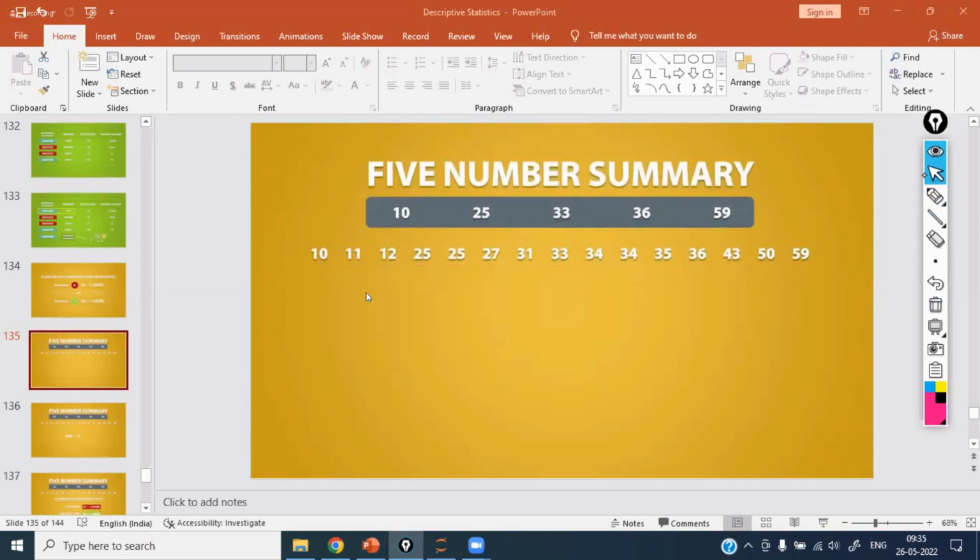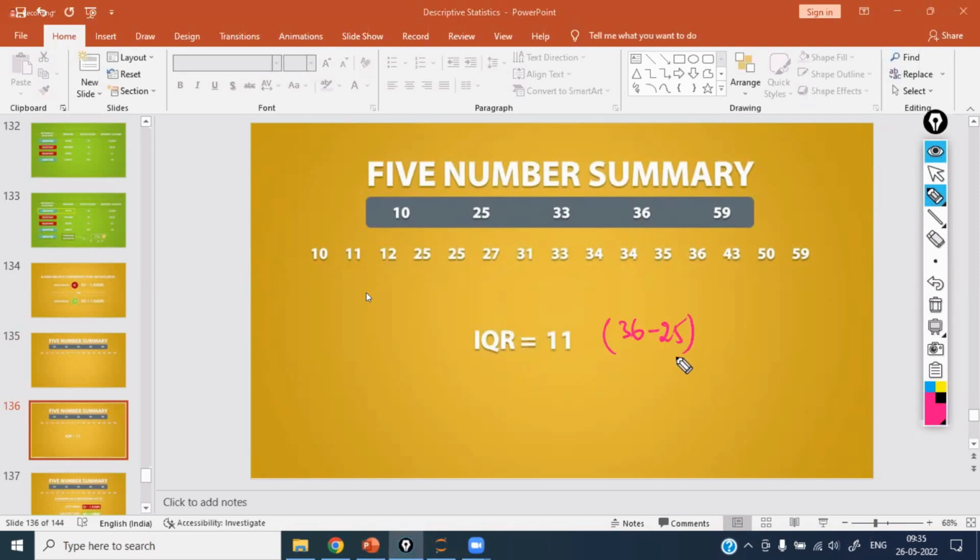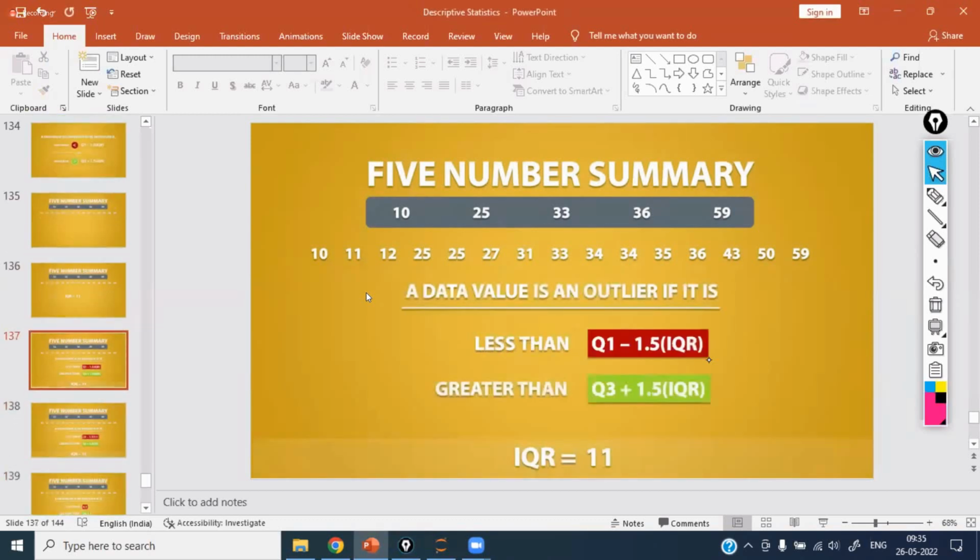First, what we have to do? First, we have to calculate the IQR. IQR is given by Q3 minus Q1. What is Q3? 36 minus 25, which is nothing but 11. After that, we calculate Q1 minus 1.5 into IQR and Q3 plus 1.5 into IQR. What is Q1? 25. Substitute that: 25 minus 1.5 into 11, and 36 plus 1.5 into 11.